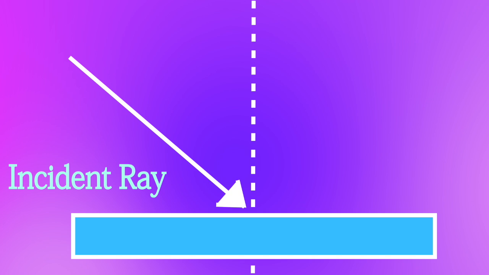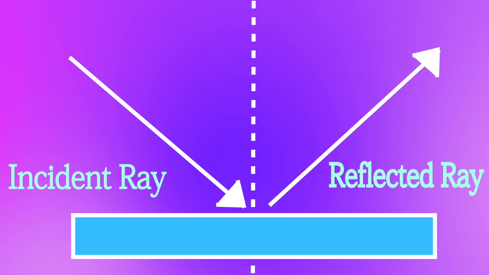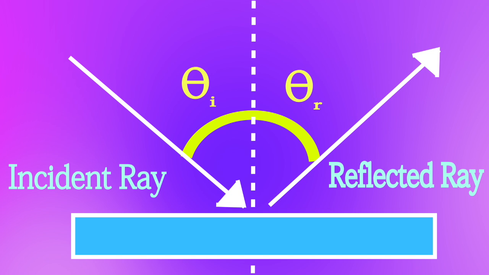Consider the following diagram. The blue rectangle represents a mirror. The dashed line creates a 90-degree angle to the mirror, which represents the reference point. An incident ray strikes the mirror. The reflected ray bounces off the mirror. As a result, this demonstrates how the angle of incidence is equal to the angle of reflection.